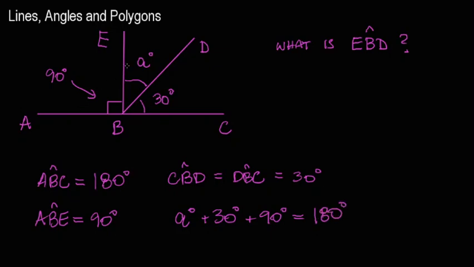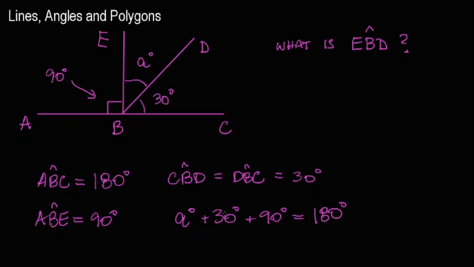Take a look again. I've added EBD here, which is our angle A, plus DBC, which is 30, plus ABE, which is 90, and that should be equal to ABC, which is 180. So that's what this expression means. Please, if you didn't follow this, go back a few seconds and take a look at this again.